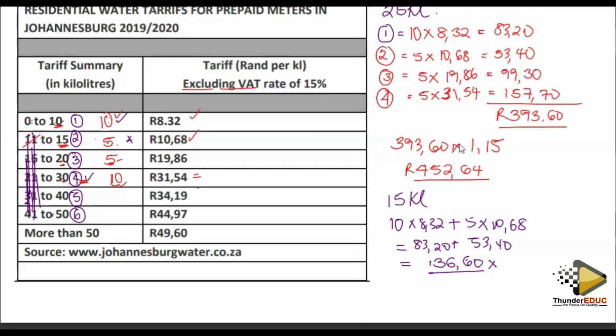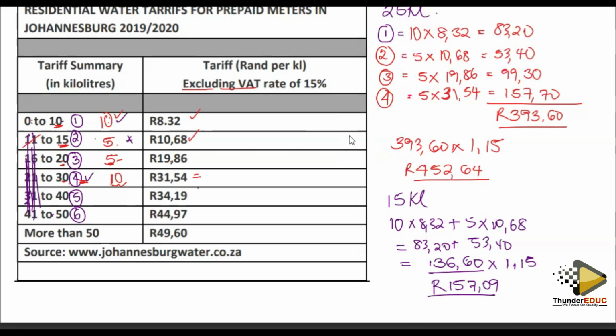So this you need to multiply by 1,15. Why? Because you're including VAT. You include VAT. You get the answer. So this is your final answer. All right, this was water tariffs.